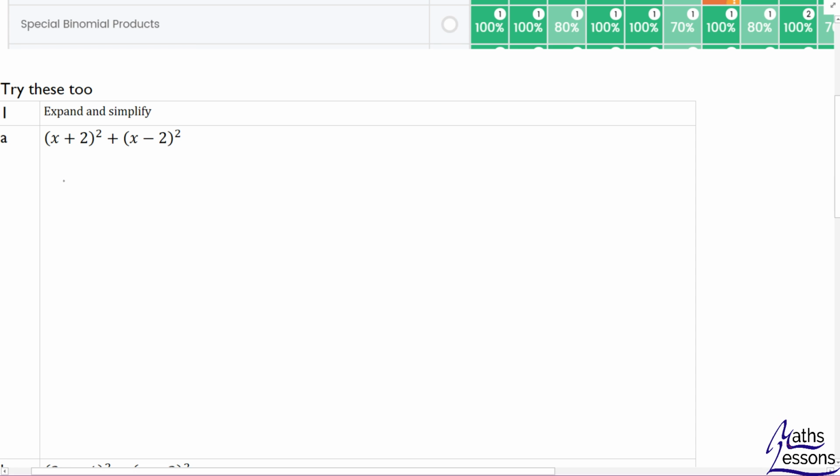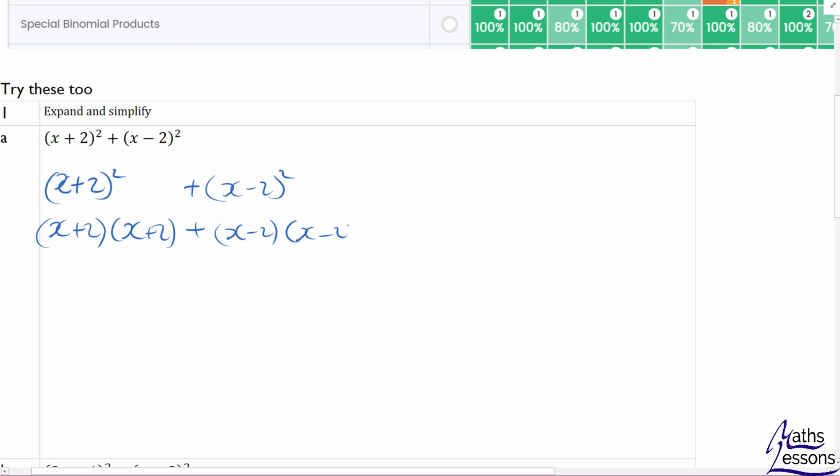The first thing we need to do is realize that x plus 2 all squared is the same as x plus 2 times x plus 2. And that is a common mistake, not to just write out that bracket. And therefore x minus 2 all squared is the same as x minus 2 times x minus 2.